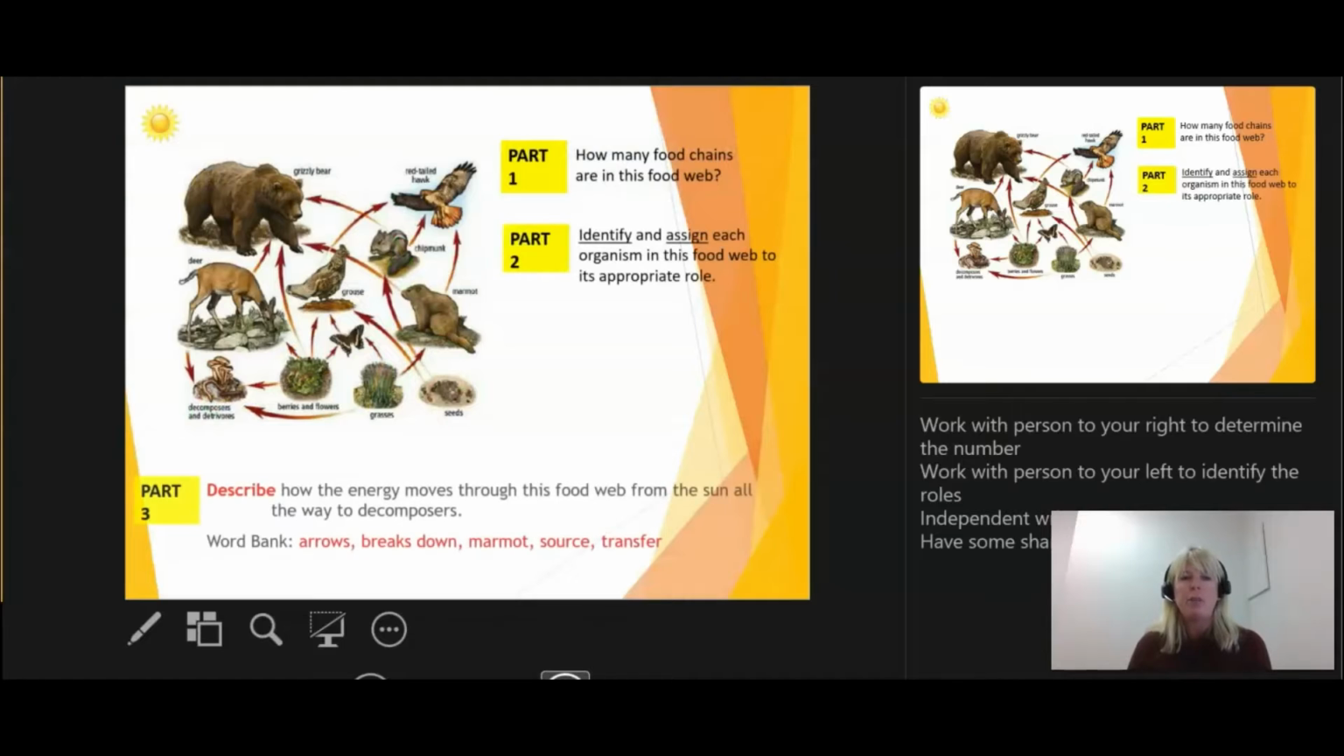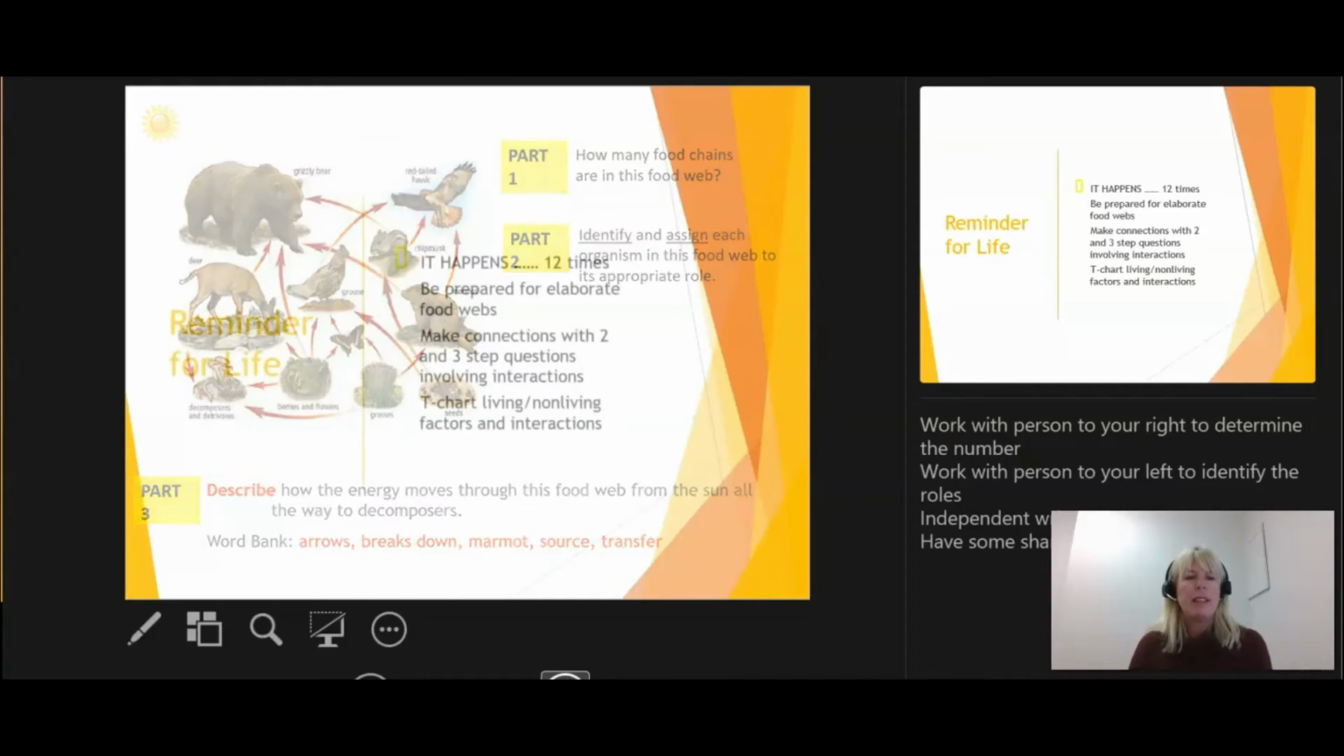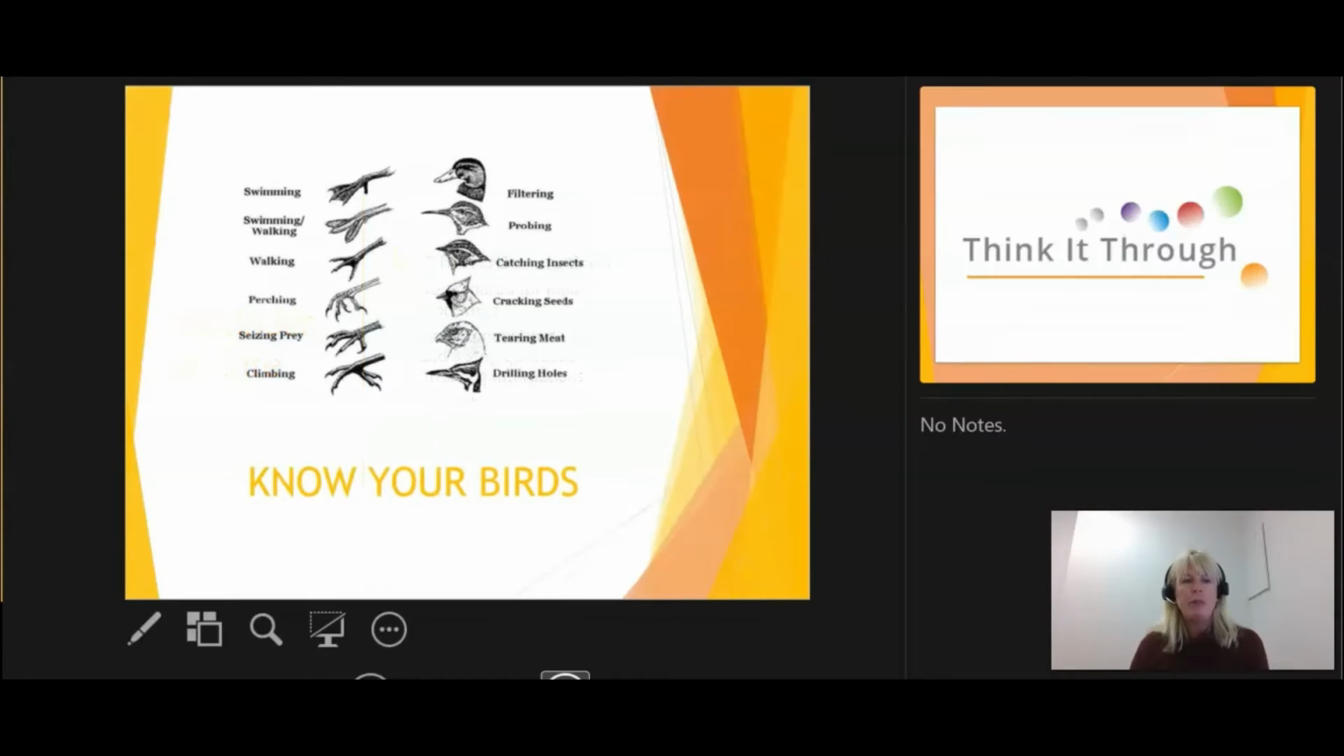And then I'll finish up here quickly with a 3-part free activity that you can use. And you challenge kids to identify how many food chains are represented, identify and assign an organism in this food web to its appropriate role, and then describe how energy moves through this food web, always starting with the sun, and then use these words inside the word bank to give me a quick write. So remember, life happens 12 times inside of a 36 question test. That's a lot. I'd always focus on birds before I finish my review with their feet and their beaks.